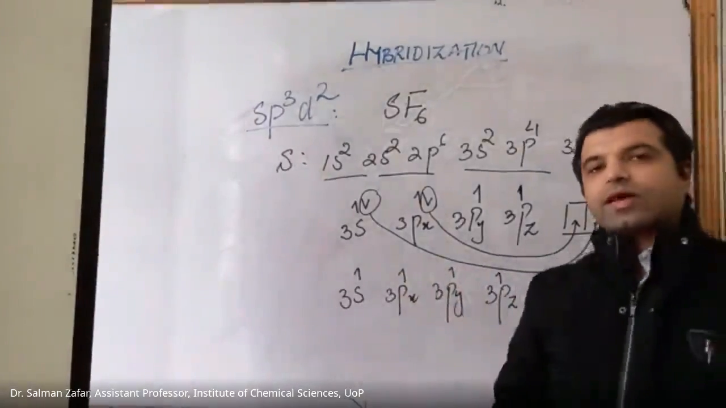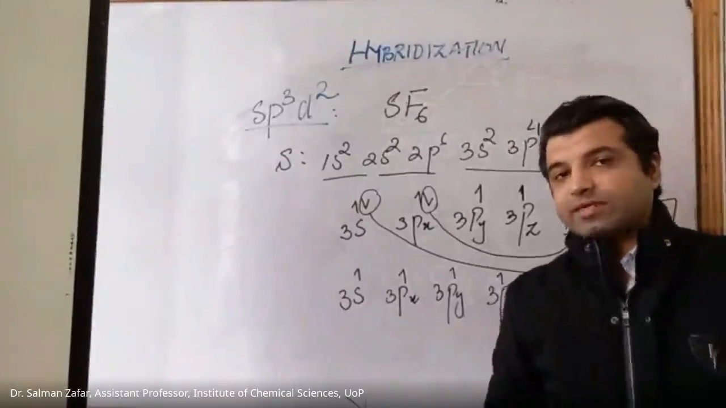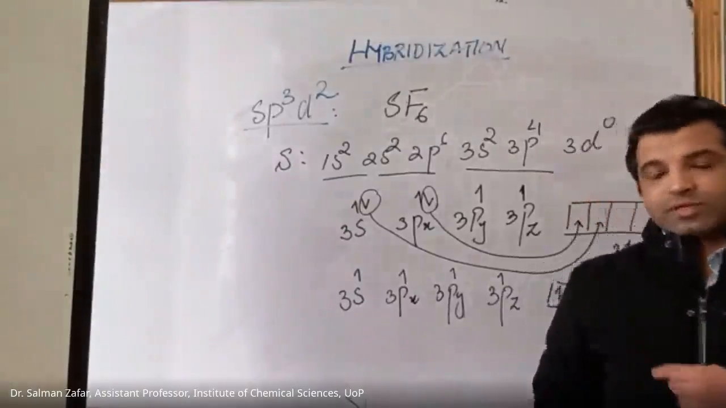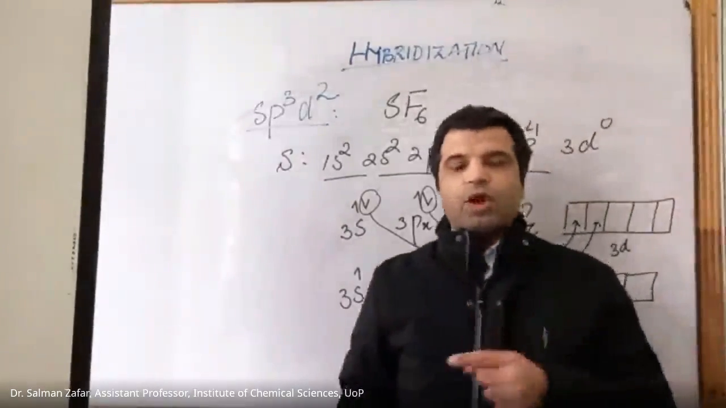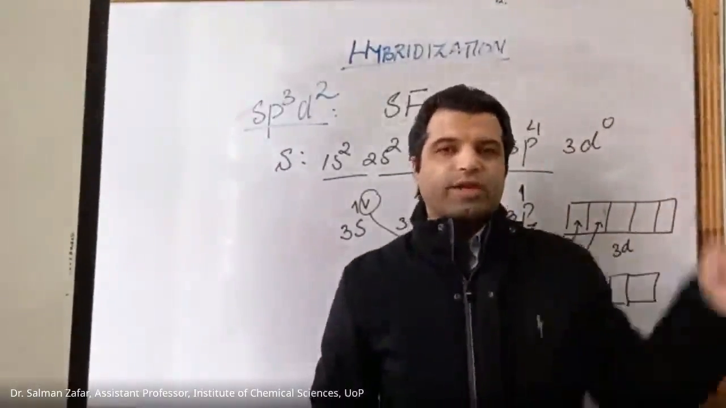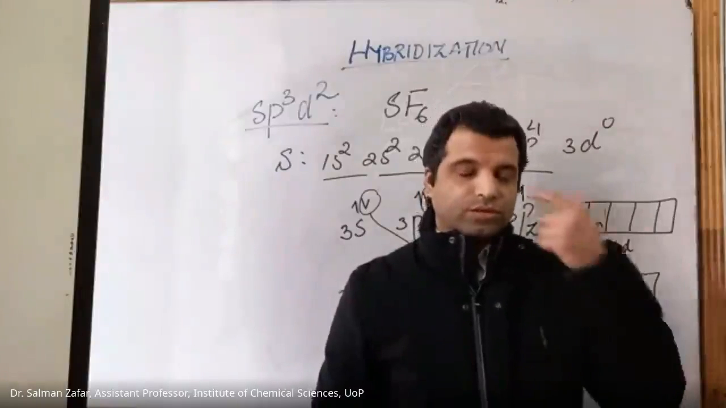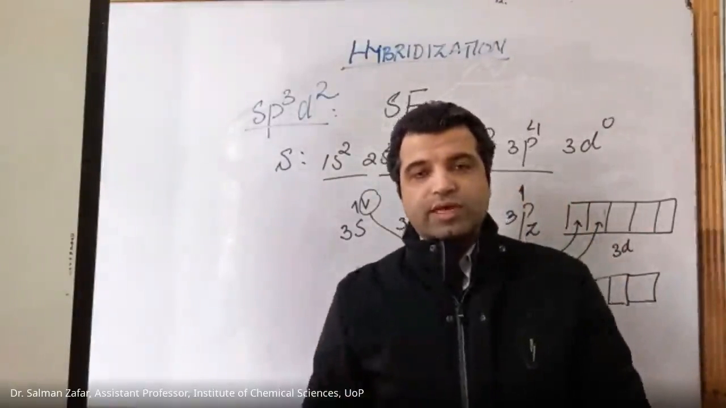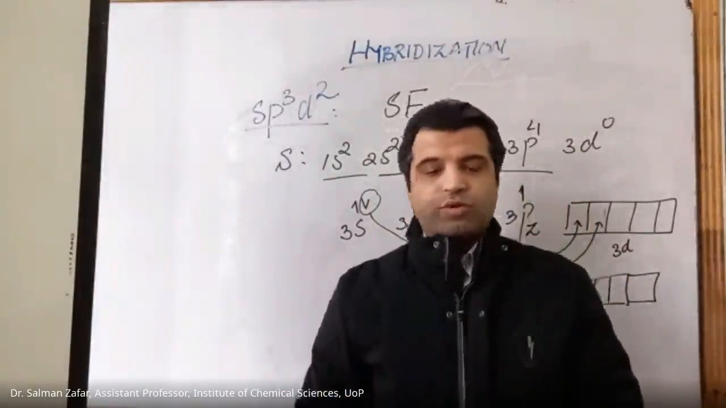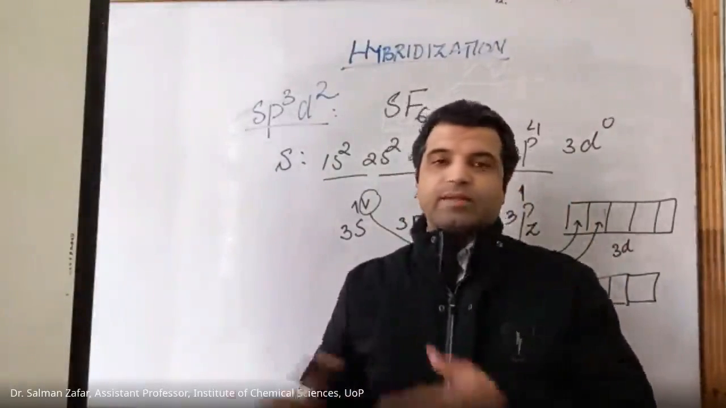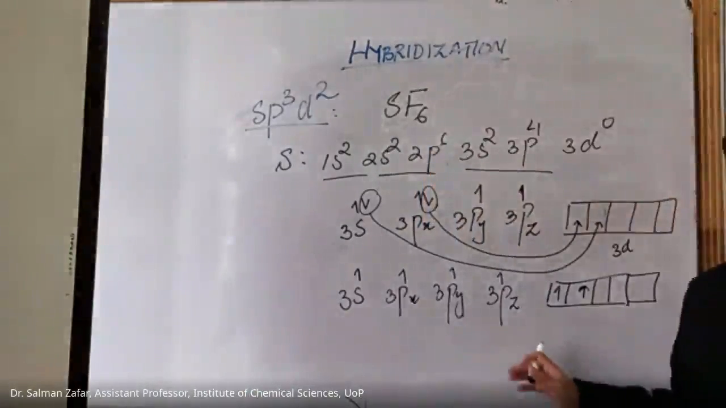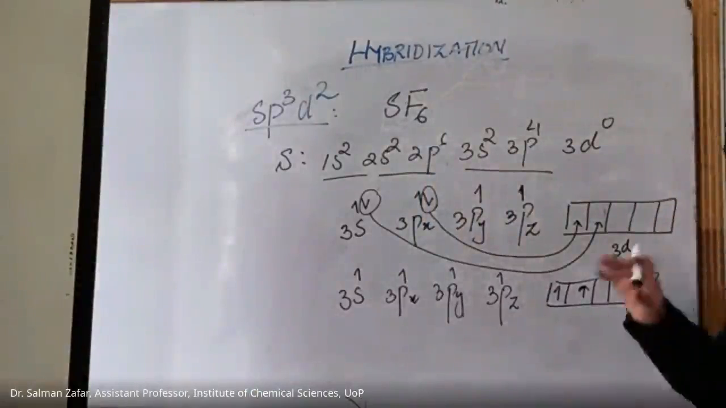And this is known as the doubly excited state of sulfur. In the previous case, in the case of SF4, we had excited only 1 electron from the 3p orbital into the 3d orbital. But in this case, 2 electrons are excited into the 3d orbital, one from the 3px and the other from the 3s orbital. So it's a doubly excited state.